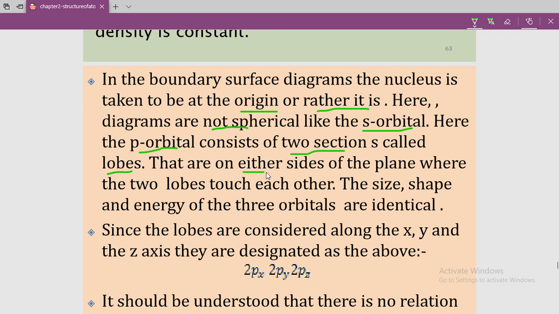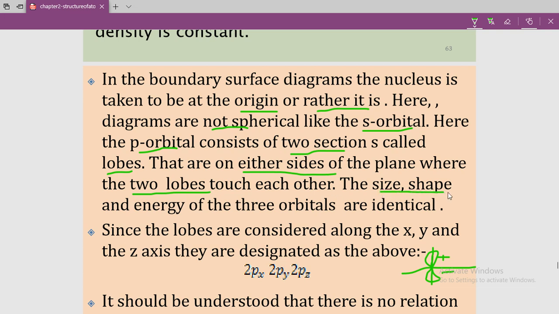These are on either side of the plane. Suppose this one is the Cartesian plane. Here is plus, and here is minus, below the surface. It is found in lobular form, which means p has two lobes. This way, you see, this one is the minus, this one is the plus, and this one is the node where the probability of finding an electron is 0. There are two lobes in the p orbital.